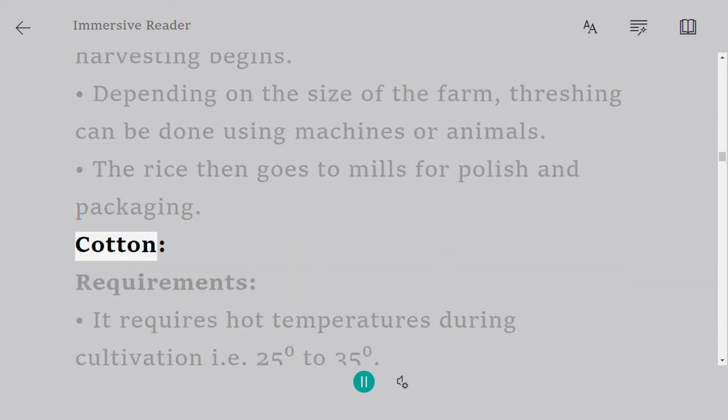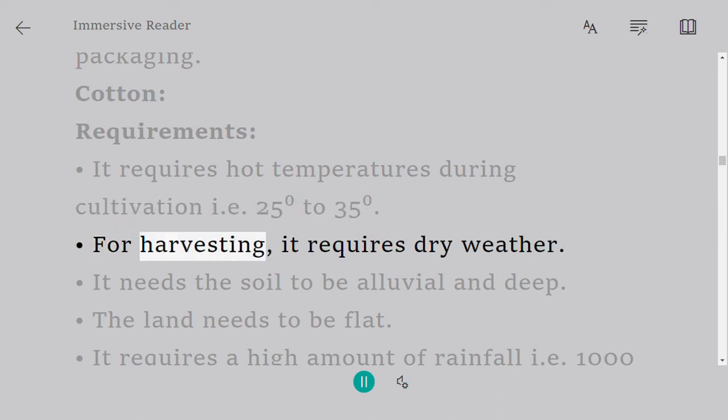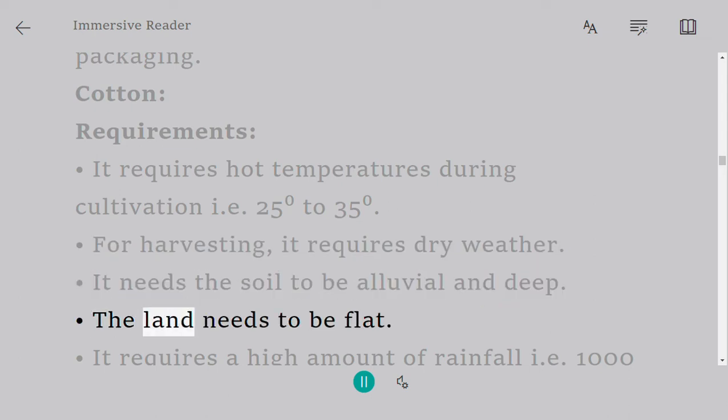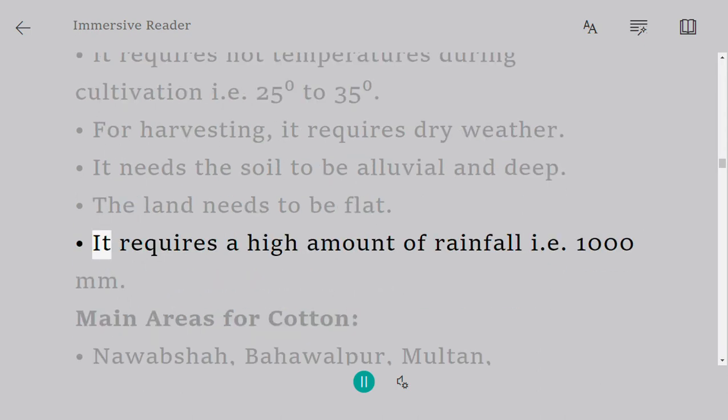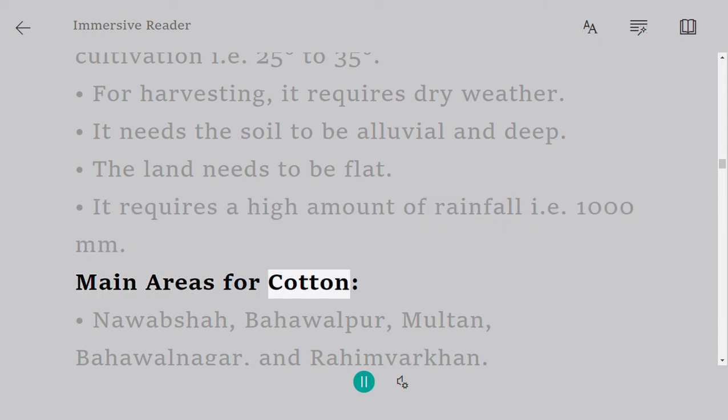Cotton. Requirements. It requires hot temperatures during cultivation, i.e., 25 to 35. For harvesting, it requires dry weather. It needs the soil to be alluvial and deep. The land needs to be flat. It requires a high amount of rainfall, i.e., 1,000 mm.